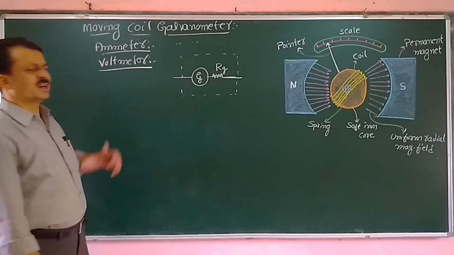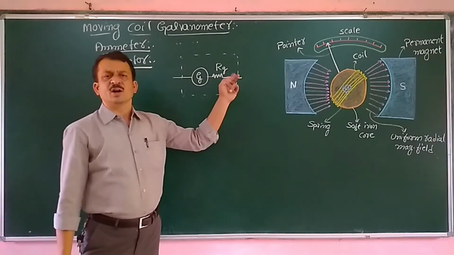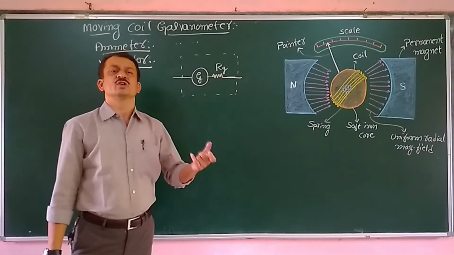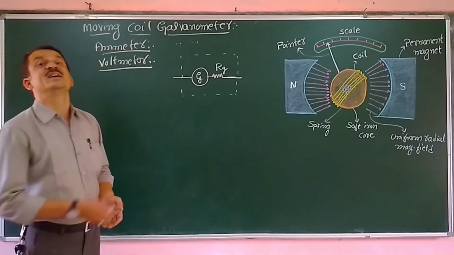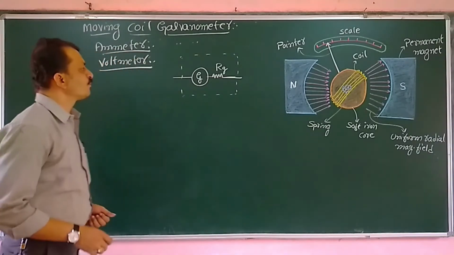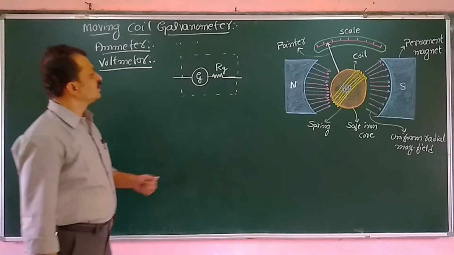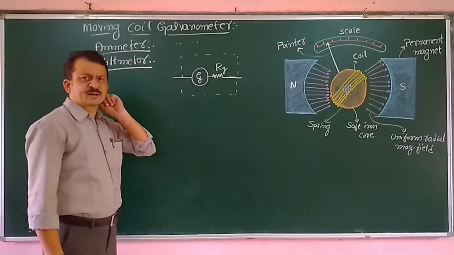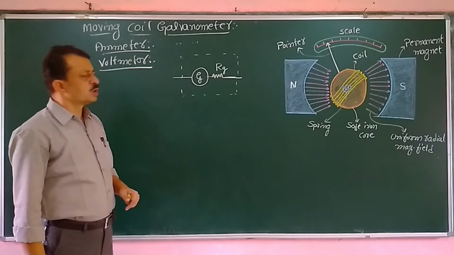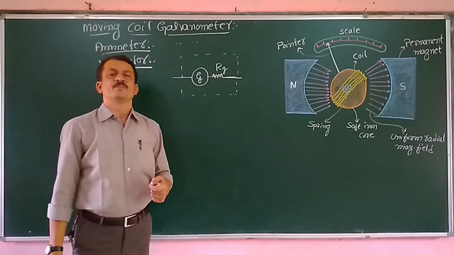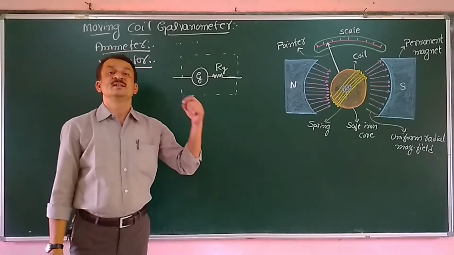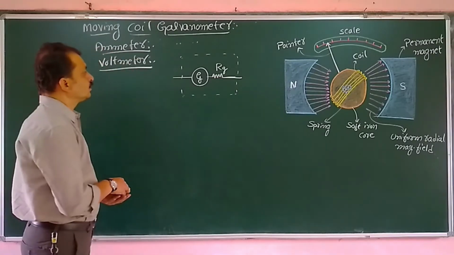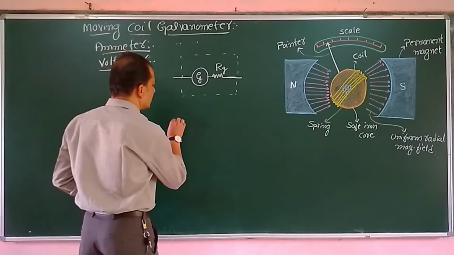If it draws the current, then obviously the drop across the branch in which we are going to calculate the potential drop decreases. That is the case. So for that reason, a galvanometer is to be converted into a voltmeter by connecting a high resistance in series with it. That is as shown in the diagram.